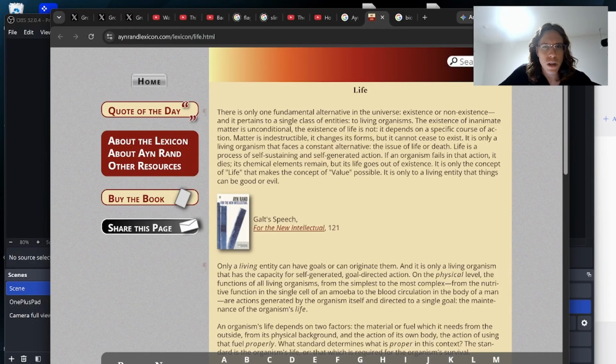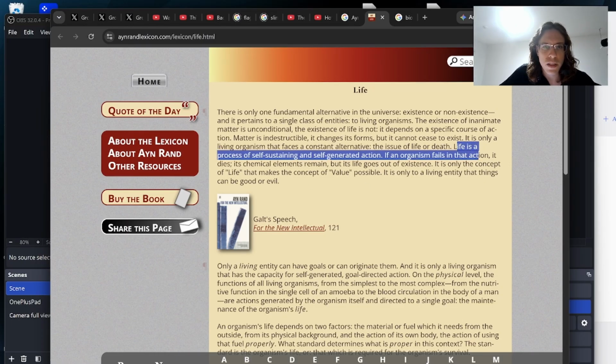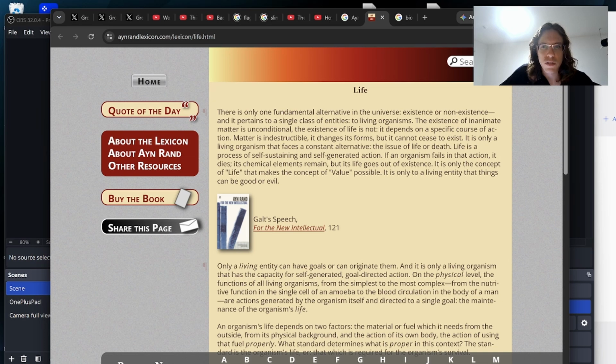There is only one fundamental alternative in the universe, existence or non-existence, and it pertains to a single class of entities, to living organisms. The existence of inanimate matter is unconditional. The existence of life is not. It depends on a specific course of action. Matter is indestructible, it changes its form, but it cannot cease to exist. It is only a living organism that faces a constant alternative, the issue of life or death. Life is a process of self-sustaining and self-generated action.